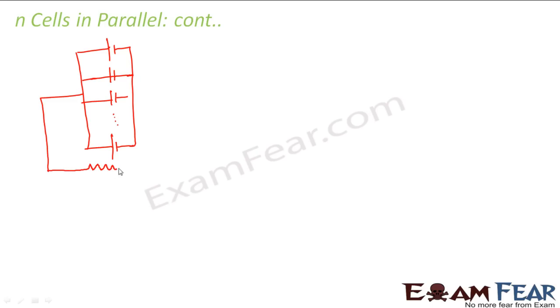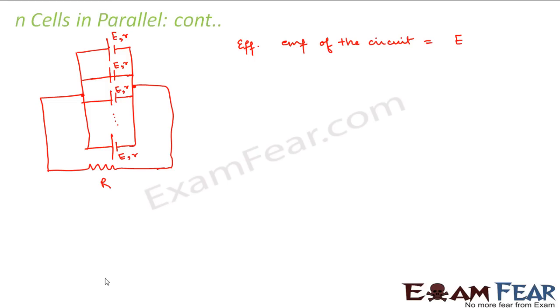Look at the scenario where n cells are connected in parallel. We will look at it in a similar way as we did for the series combination. Let us suppose there are n cells which are connected in a parallel combination across an external resistance R. EMF of each of these cells is E, and the internal resistance of each of them is r. Right? So here first we will calculate the effective EMF of the circuit. What will be the effective EMF of the circuit? It will be E.